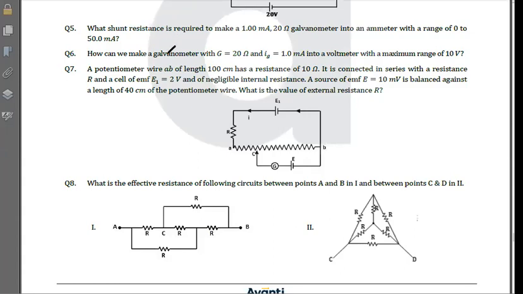Sixth one. How can you make a voltmeter from a galvanometer with G 20, right, and IG as 1 milliampere? So we know that the maximum voltage range is 10 volt. So if it is 10 volt, then tell me, I hope all of you remember the formula. Tell me that the resistance that we connect should be equal to what? V by IG minus, here it is given as G. So G, Ayana, tell me.